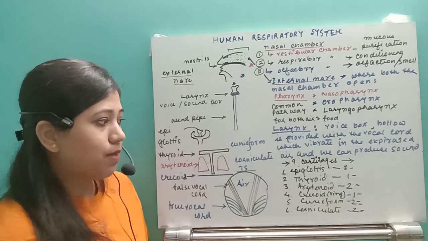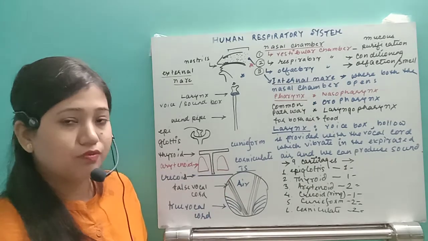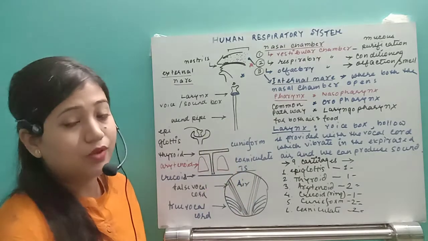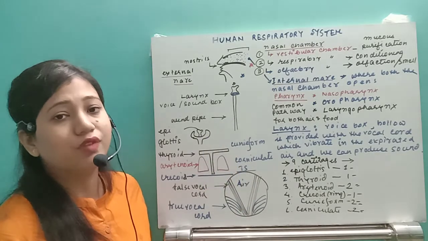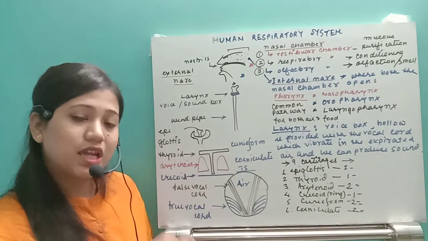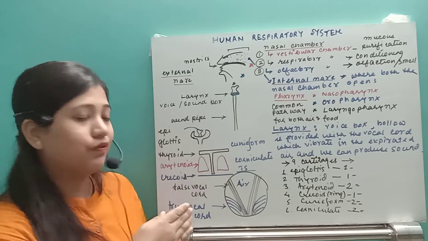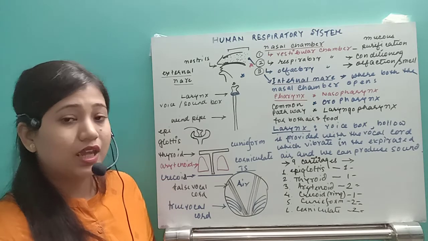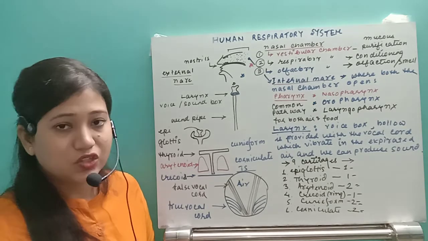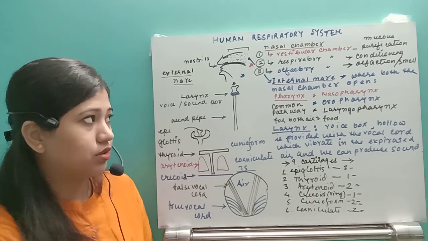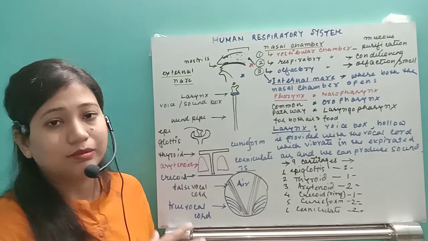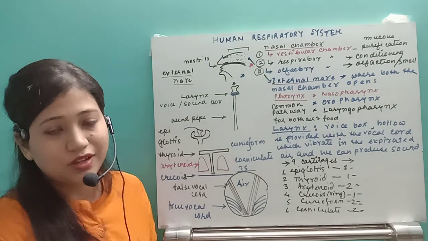So that is the first part of the human respiratory system. We have not completed the structure of the human respiratory system yet. In the next video, we will start right from the windpipe, or the respiratory tract, or the trachea, and we will complete the whole lungs. The lung part we will complete in the next video. This is the first part of the human respiratory system structure. So let's move to the next video.